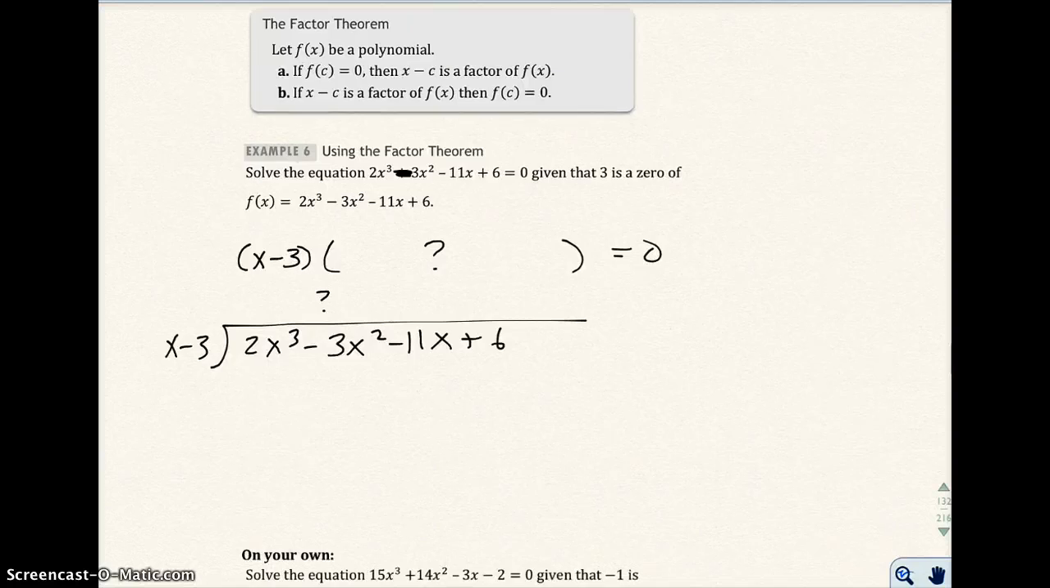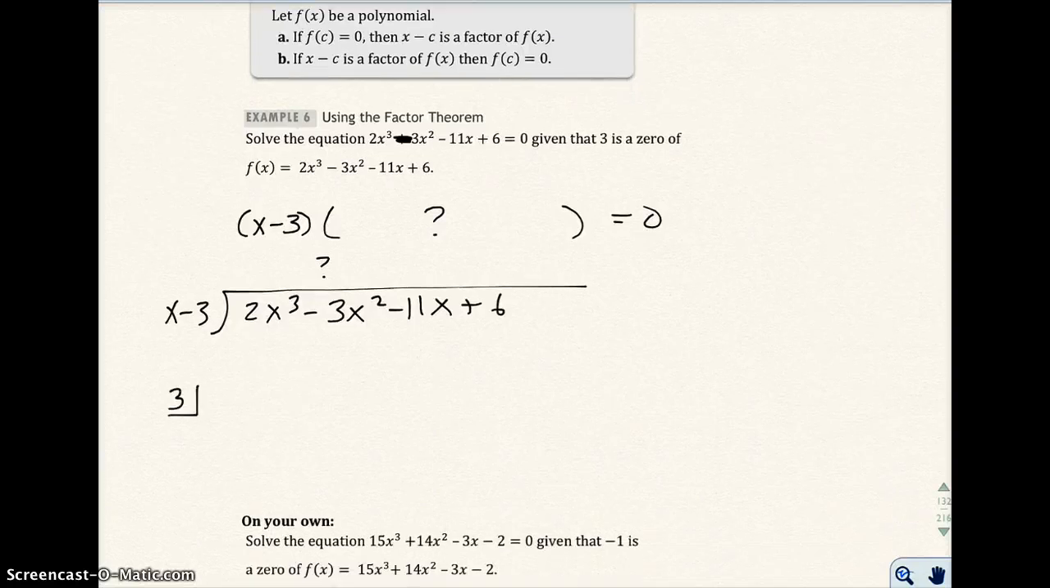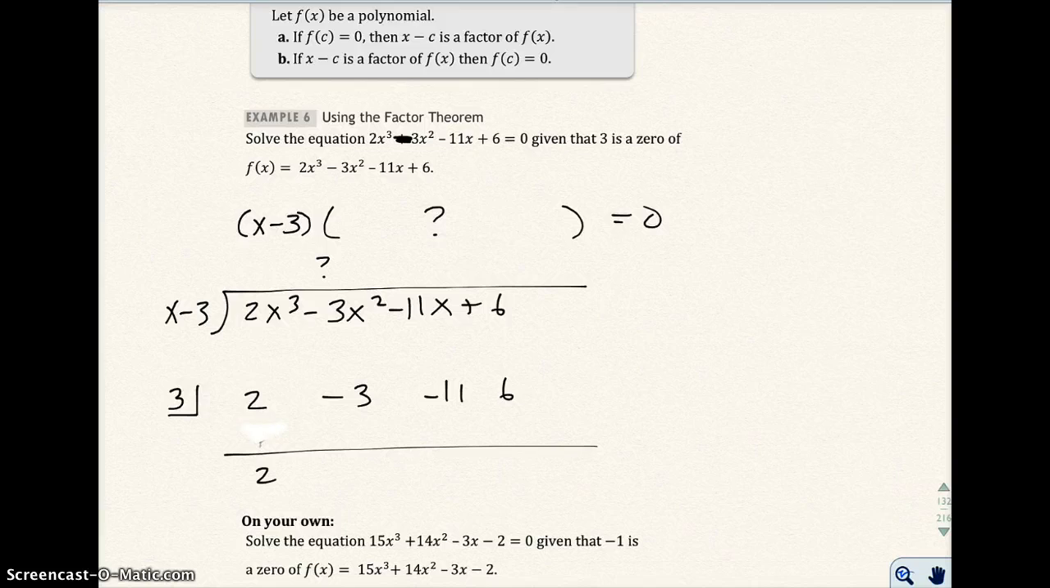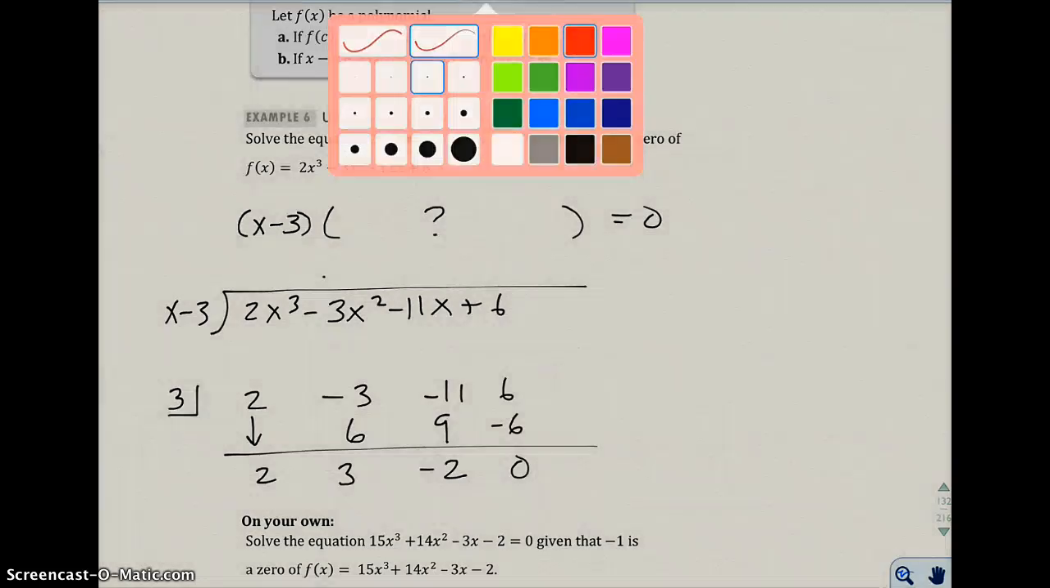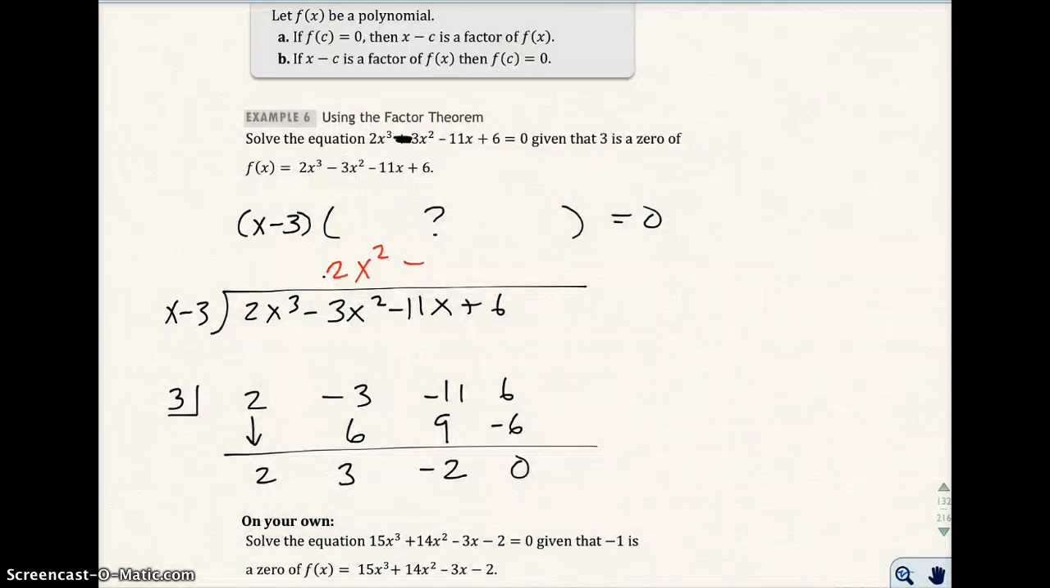Okay, when we're using synthetic division, I know that c equals 3. So I have 2, negative 3, negative 11, and 6. Drop down the 2. 3 times 2 is 6, and then add these together, and I get 3. 3 times 3 is 9. Add these together, I get negative 2. 3 times negative 2 is negative 6, and I get 0. That's good to have 0 there. That means up here, I have 2x squared plus 3x minus 2.